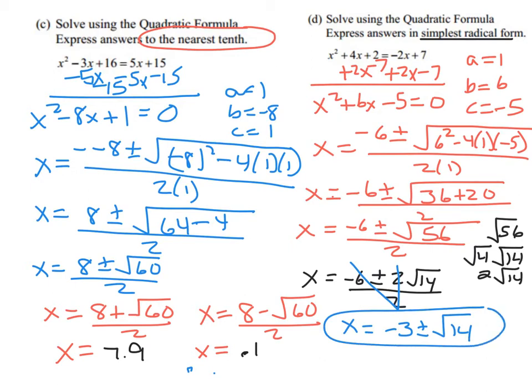Okay? So that's reviewing all the types by factoring, by completing the square, by quadratic formula nearest tenth, and by quadratic formula in simplest radical form. So let's move on to 1 or 2 more types of questions, and then you'll be ready to roll through anything we can throw at you.